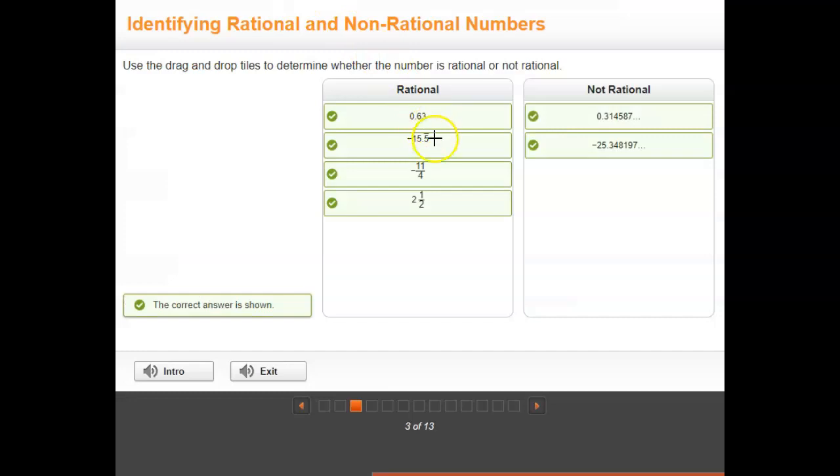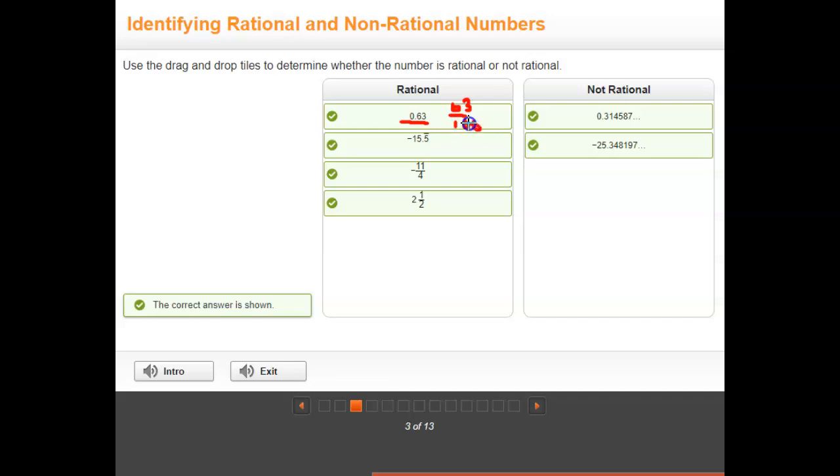All right, guys, if we look at the number options that they give us and we identify what is rational and what is not rational, notice 0.63 is identified as rational because we can write this as a fraction of two integers. This could be 63 over 100.